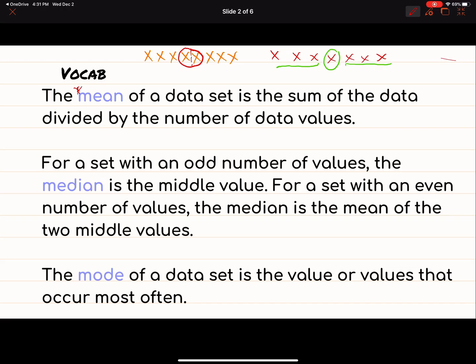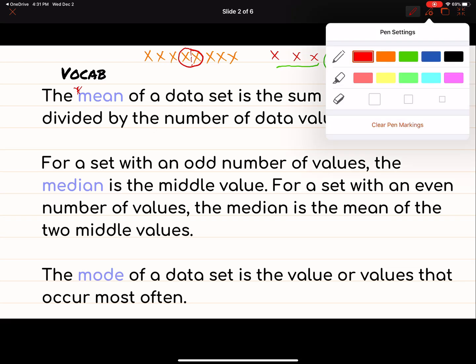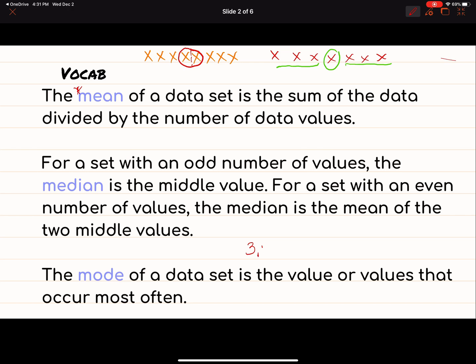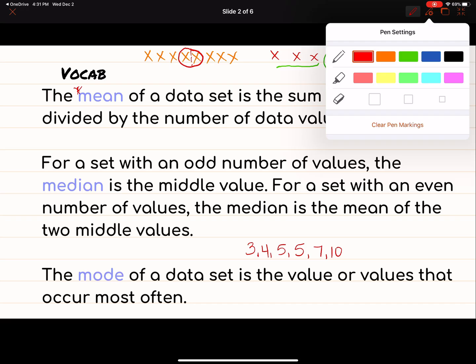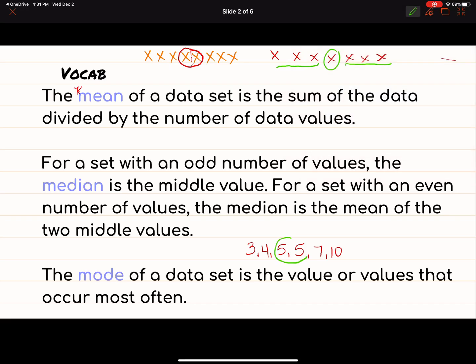And then the mode of a data set is the value or values that occurs the most often. So it is possible that you have no mode, because maybe you just have every value once. Then you're not going to have a mode. But let's say I have 3, 4, 5, 5, 7, 10. That's my data set. My mode in this case would be 5, because it's the only number that appears twice.